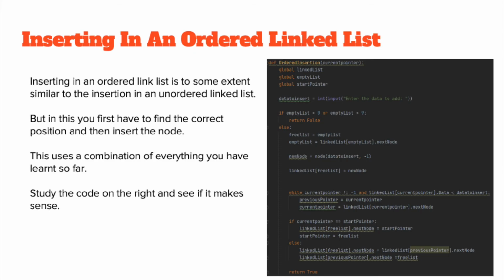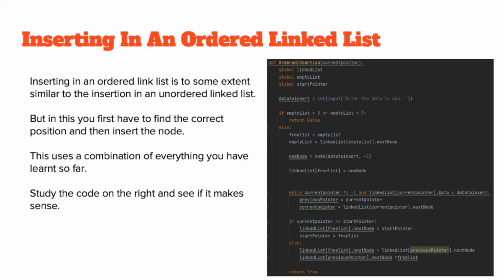So we've got our ordered insertion, we've got the current pointer, just like the unordered version. We've got our globals, we've imported them in, we've got the data inserted. If empty list is less than 0 or greater than 9, then we return false because it's empty. Else, free list becomes empty list, and empty list becomes the next node at the current empty list. New node is then created, linked list, free list becomes new node. So we add the value in.